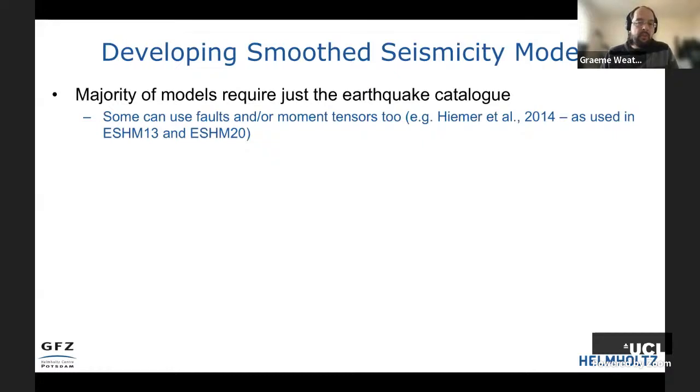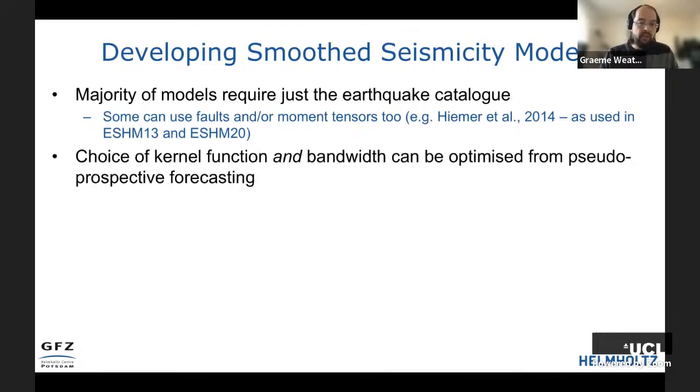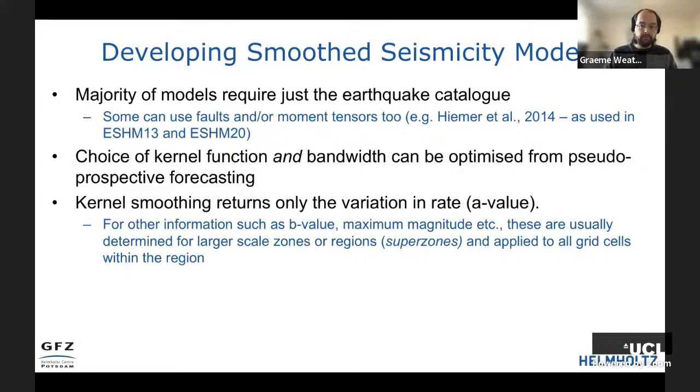How do we develop these? Well, the majority of models really require just the earthquake catalog. There are some in the literature that can use faults and moment tensors, and these have been used in existing PSHA models, but the majority are based just on the earthquake catalog. The choice of kernel function and bandwidth can be optimized through what we call pseudo-prospective forecasting. So one where we split our earthquake catalog into a training period, build a predictive model based on the training period, and then compare that against the end of our catalog as a testing period, and try to come up with the best choice of bandwidth or kernel function.